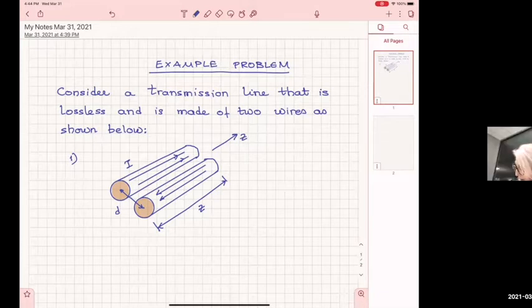Okay. So let's assume that this is the area, A. All right. Now, these wires, you can consider them as conductors that have charge, positive and negative, or as conductors that have current.